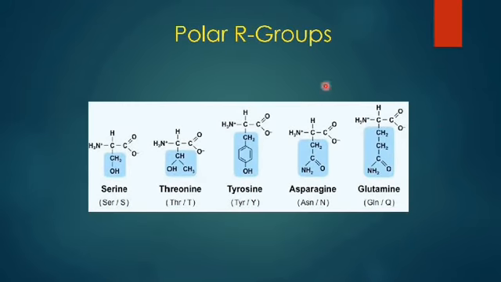The next group includes amino acids having polar R groups. This includes serine, threonine, tyrosine, asparagine, and glutamine. Polarity in serine and threonine is contributed by their hydroxyl groups, and that of asparagine and tyrosine is contributed by the amide groups present in their side chains.